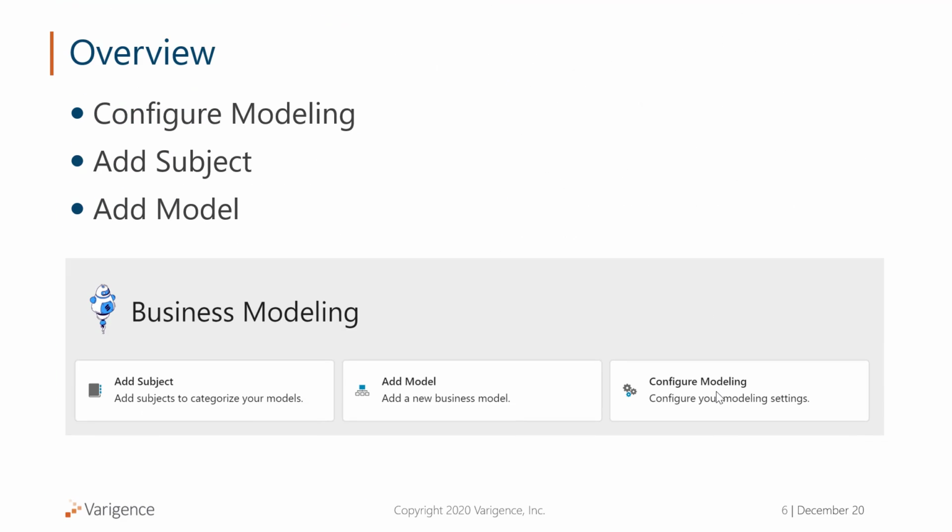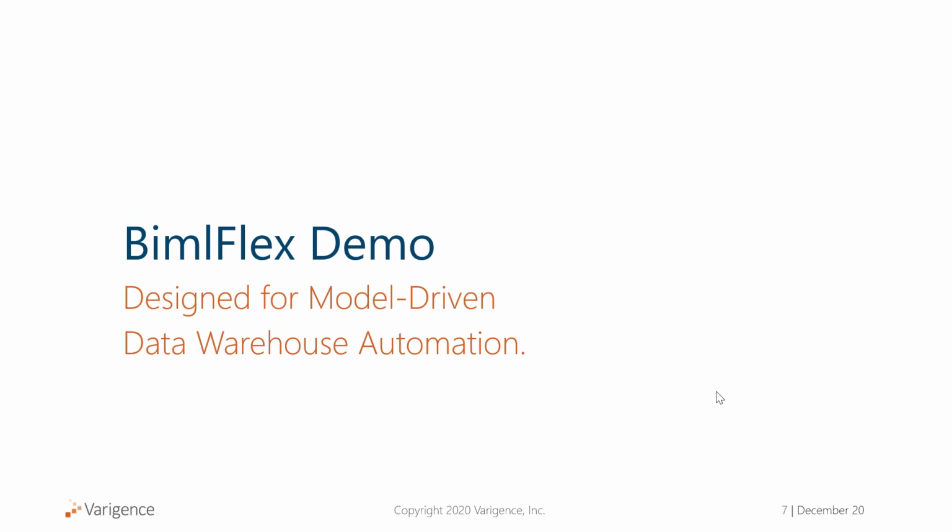So what I'm going to do is give you a quick demo of how we've built this in BimlFlex. I'm going to go over the configuration of the modeling, how you would set your preferences, adding subjects and models, and other metadata that you'll use before you start the modeling. We'll go into the business modeling side of things and capturing your concepts in the next video. But for now, let's head over to BimlFlex and let me show you how easy it is to do business modeling.